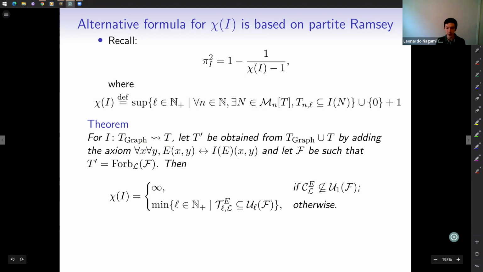You start with some open interpretation, and then we saw that every open interpretation you can see as graphs with extra structure, right? So let T prime be this theory of graphs with extra structure that's being encoded. And we also saw that every theory can be written as a forbidden-pattern theory for some family F. So let F be this family. Then the chromatic number is computed like this. You look at the one uniformity set and you check whether this family contains all possible complete patterns. If it does not contain all possible complete patterns, then the chromatic number is infinite. Otherwise, you find the smallest L such that your family contains all possible L Turán patterns. Okay, so that's how you compute it.